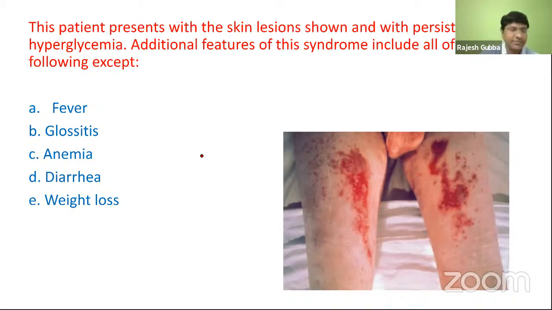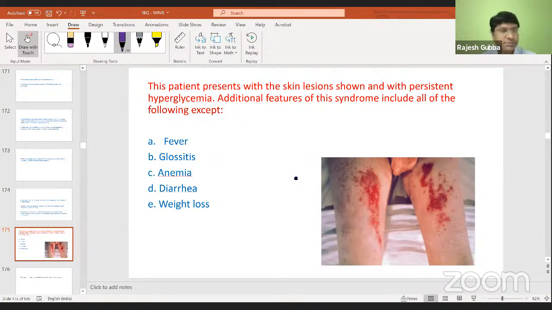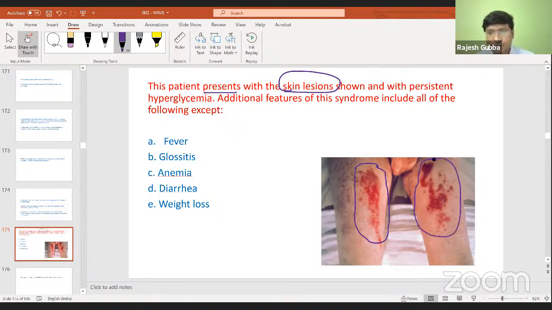Right. So this is another very interesting question, and let me see how many of you can answer this. This patient presents with skin lesions. These are the skin lesions. The patient presents with the skin lesions shown and with persistent hyperglycemia. This point is very, very important for me. Persistent hyperglycemia. Right? And additional features of this syndrome include all of the following except.